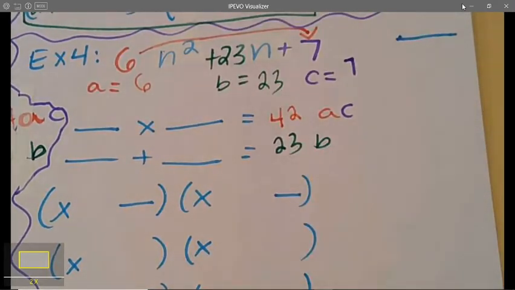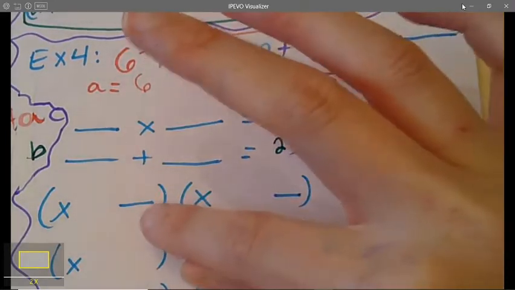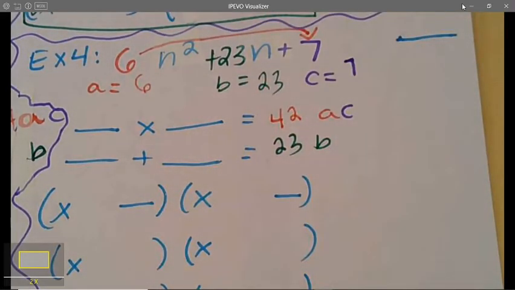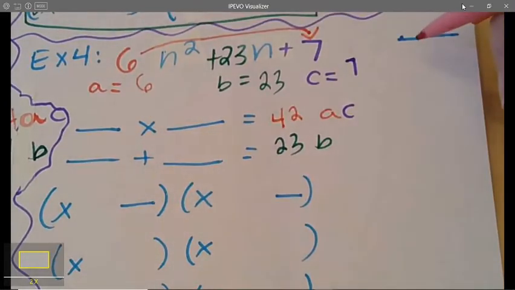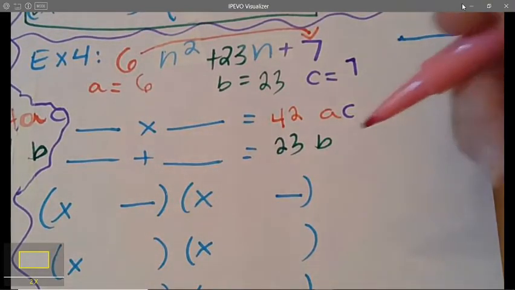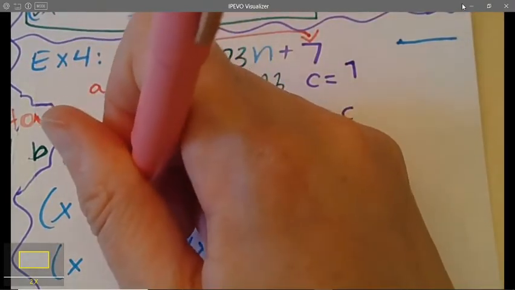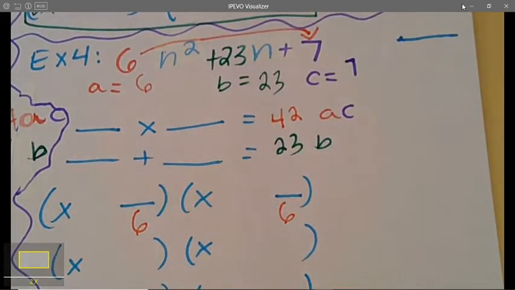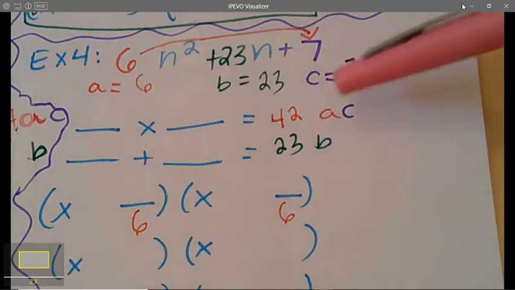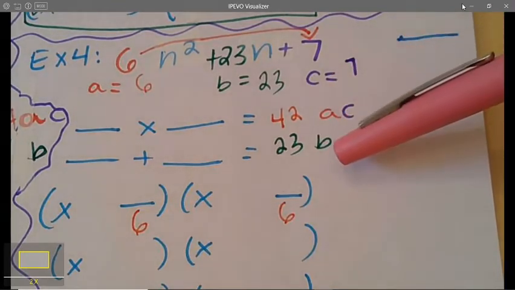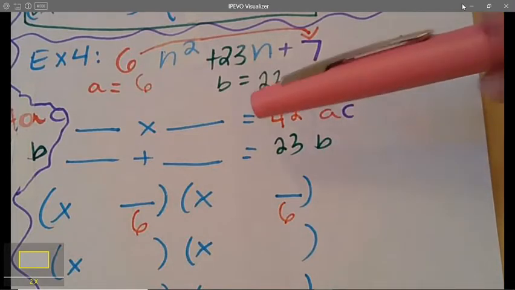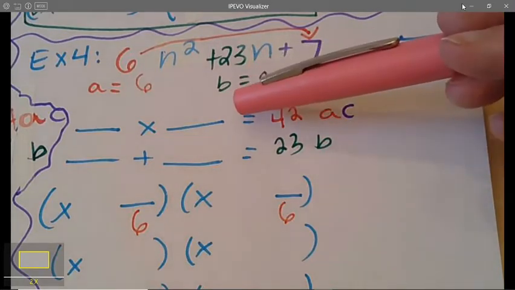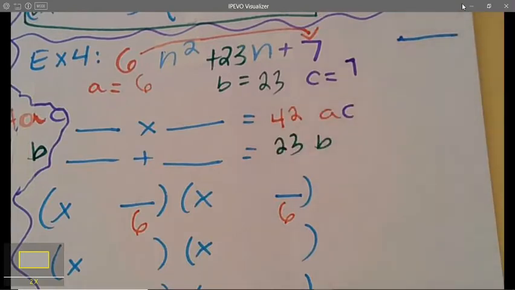Okay, and before I forget, because I tend to forget things, I'm going to go ahead and divide by my A value so I don't forget. So I slide by A, and then I divide by A, which is 6. So I'm going to be dividing this by a 6 at the very end. All right, so I need to come up with numbers that will multiply to be 42 and also add to be 23. So I need the same numbers that will multiply to be 42 and add to be 23.